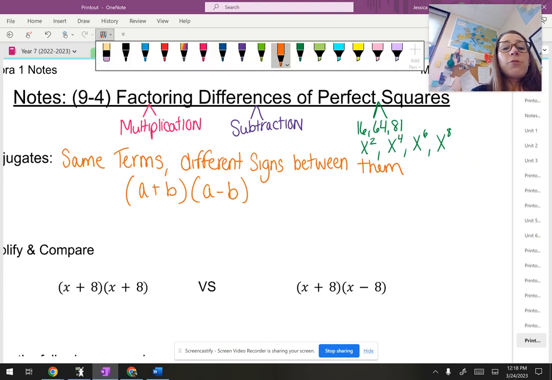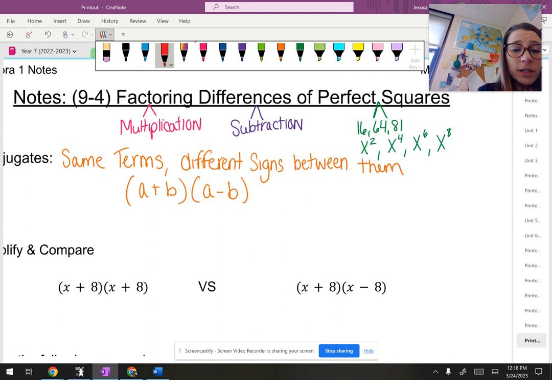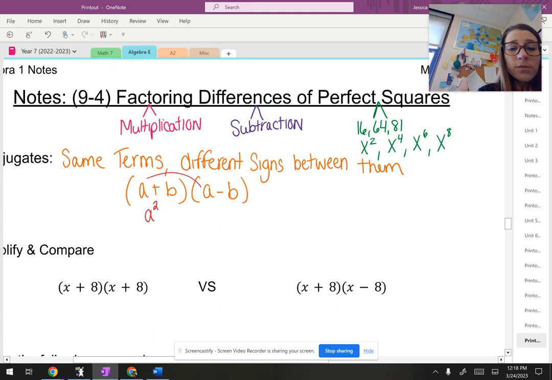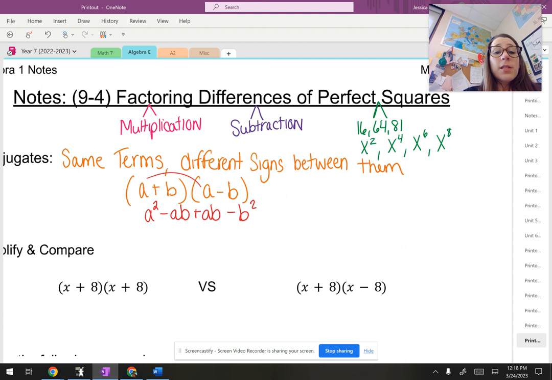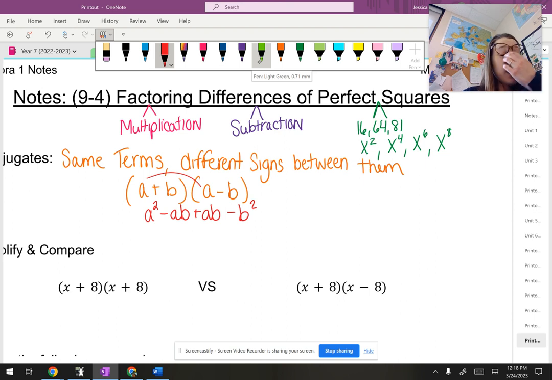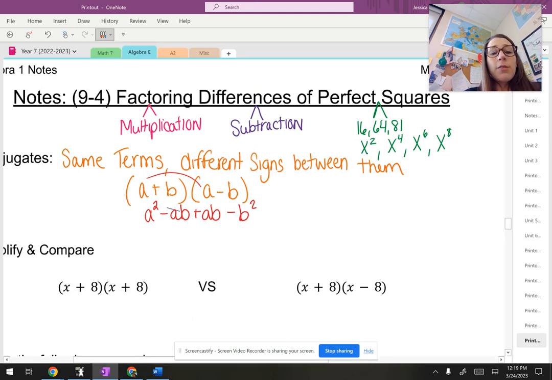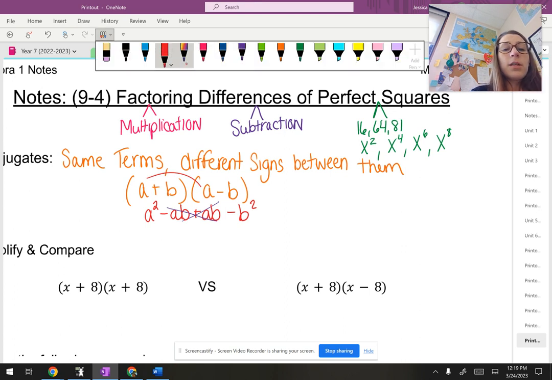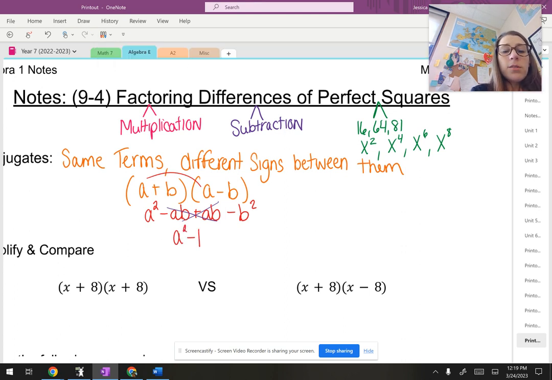Doing what we do when we have two binomials set next to each other, doing that double distribution gets us A squared minus AB plus AB minus B squared. What's nice about the conjugates, because they have those opposite signs, it gets those two middle pieces to cancel. Totally okay if you have those in different directions. BA is the same thing because of the commutative property. Those cancel out nicely, and I'm just left with A squared minus B squared.